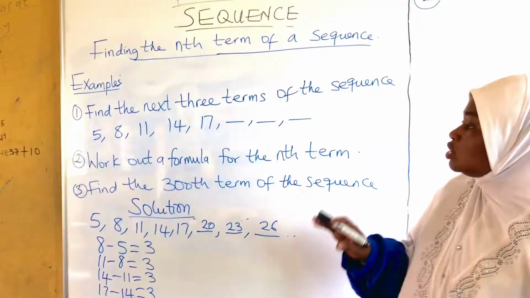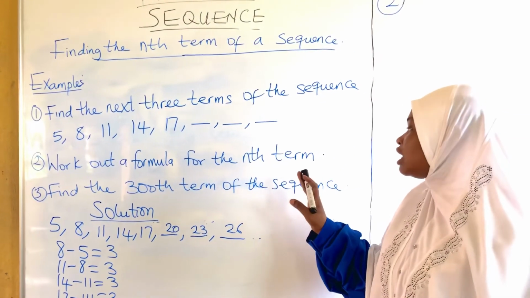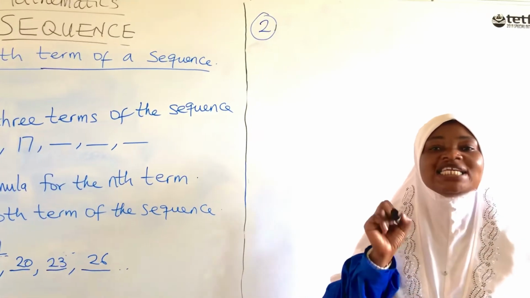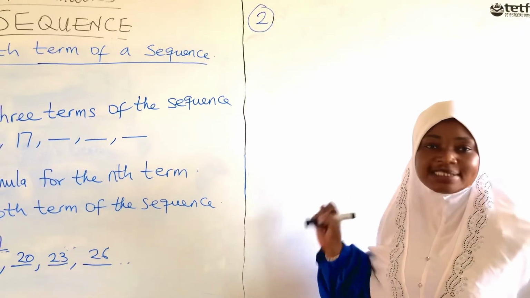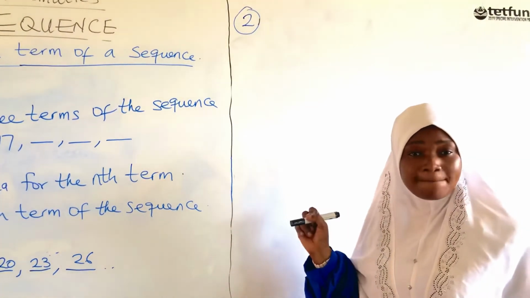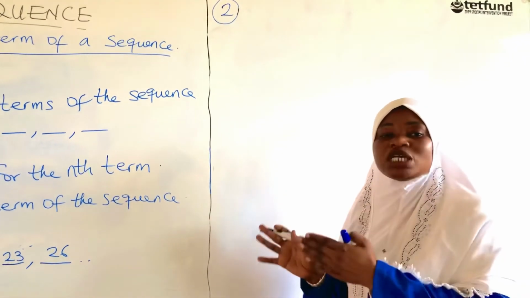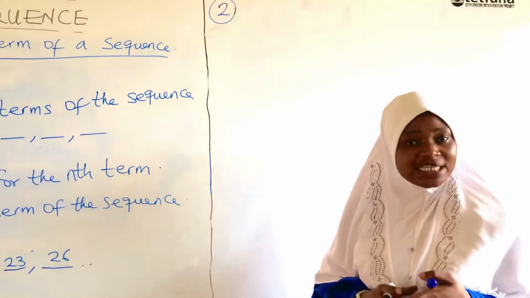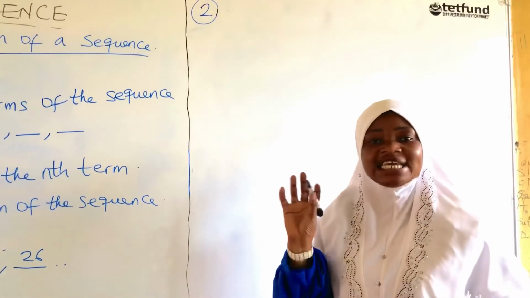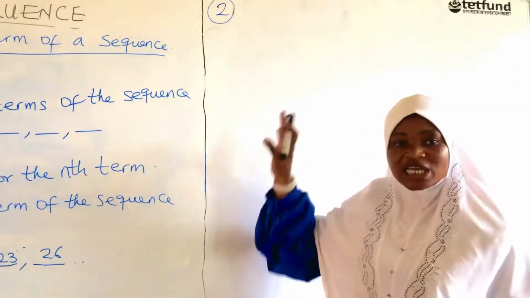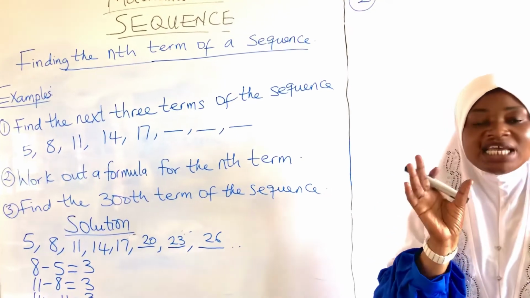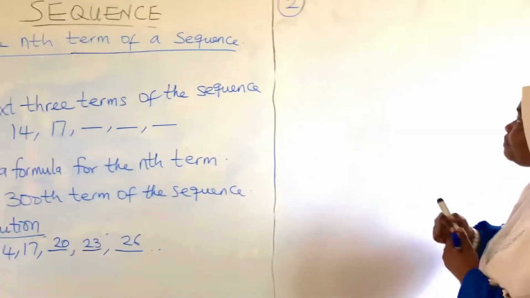So let me clean it. Example 2: work out a formula for the nth term. That is, you have to generate a formula that you can easily use to find the next term. In case they ask you to find, like, the 100th term, you can easily find it without making mistakes. If you are listing it, you can easily make mistakes. So it is better for us to generate a general formula to find the nth term. That is what we want to do. We want to use this example 1 to generate a formula for everything.